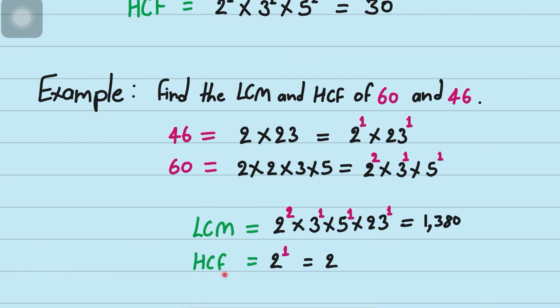When it comes to HCF, we have to find only those prime factors that are common, that are in both numbers. In this case, there's only one number, 2, which is common. You can see 3, 5, and 23 are not in both numbers. So we take only the number 2, and we also have to take the lowest power. So 2 to the power 1 is the lowest power in both numbers. So we take this number, and that is 2, which is the HCF of these two numbers.